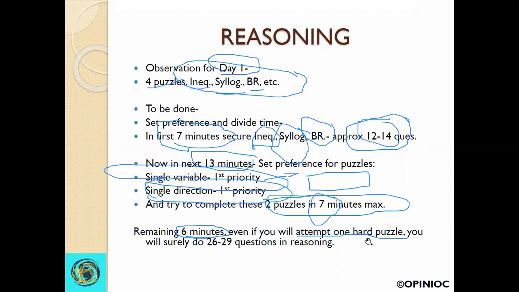For example, there are alphabets given, there is a word given, elephant or some other word. You have to look for how many letters in this word have the same position, or have the same letters in between, as in the English alphabetical series. Easily, by this approach, you will be able to do 26 to 29 questions. If you are not able to do one puzzle, you are able to do three puzzles.